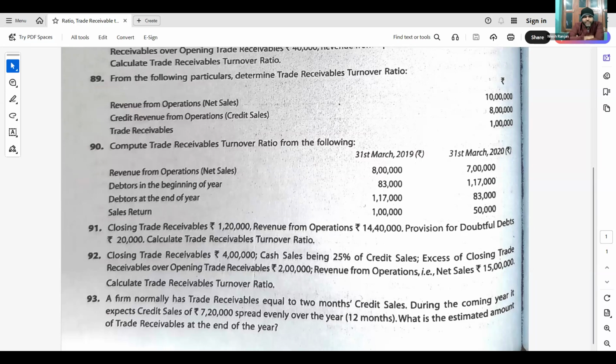Okay, question number 92 I'm solving. Closing trade receivable is 4 lakh. Cash sales being 25% of credit sales. Excess of closing trade receivable over opening trade receivable is 2 lakh. Revenue from operations, that is net sales, is 15 lakh. So total sale is given and cash sale is 25% of credit sale.